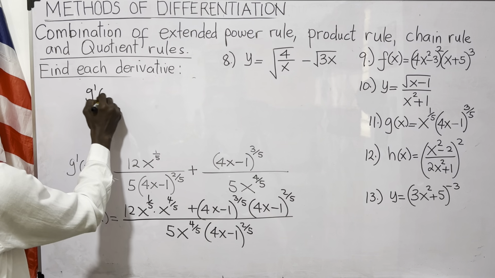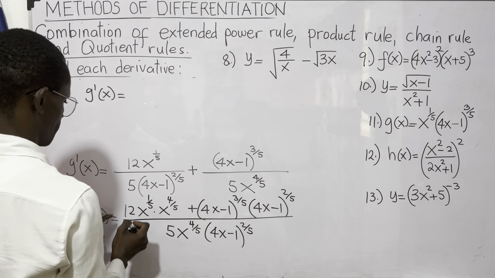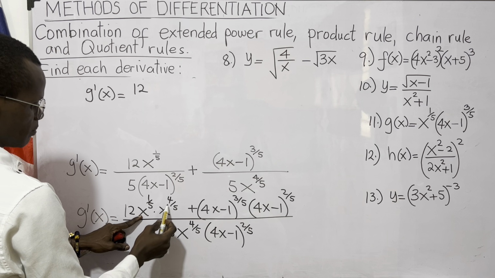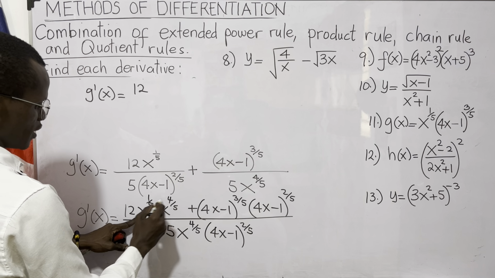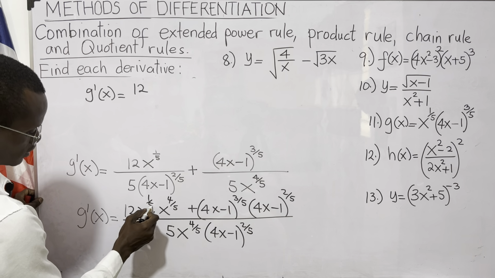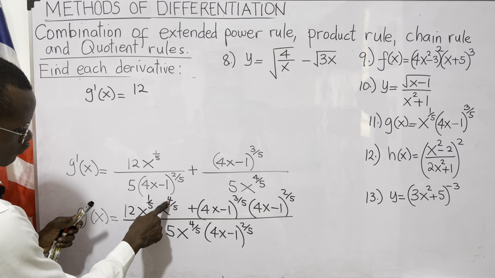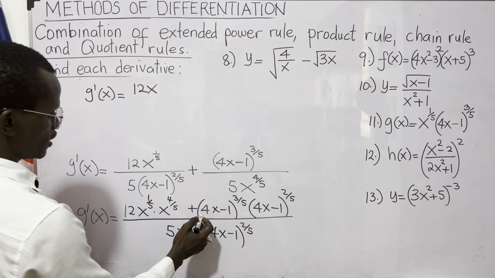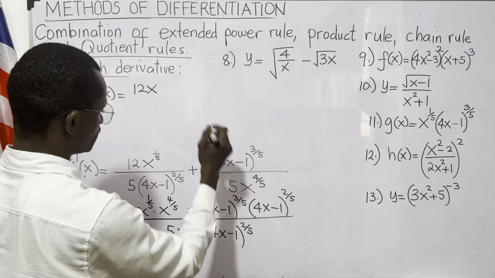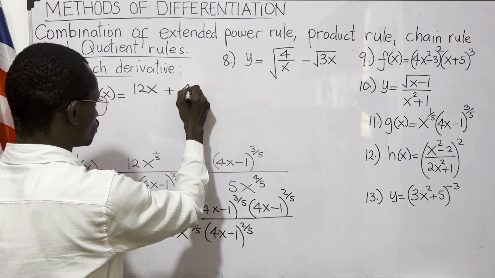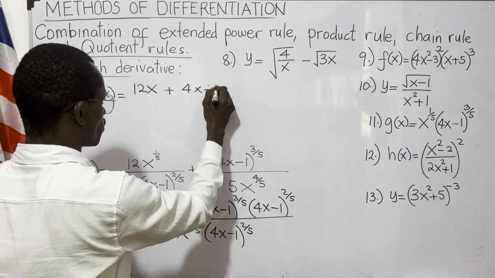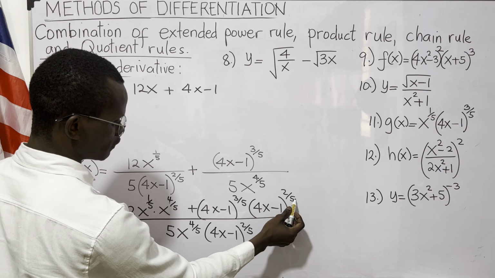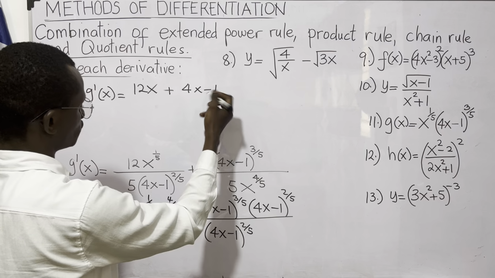So g prime of x equals this 12 x to the power 1 over 5 times x to the power 4 over 5. You add the powers in the numerator, the same denominators. So we just say 1 plus 4 is 5, 5 over 5 is just 1, so it's just x. And then this one as well, the bases are the same. You just take 1 and add the powers. So 4x minus 1, the power is 3 over 5 plus 2 over 5, so it's just equal to 1 as well.